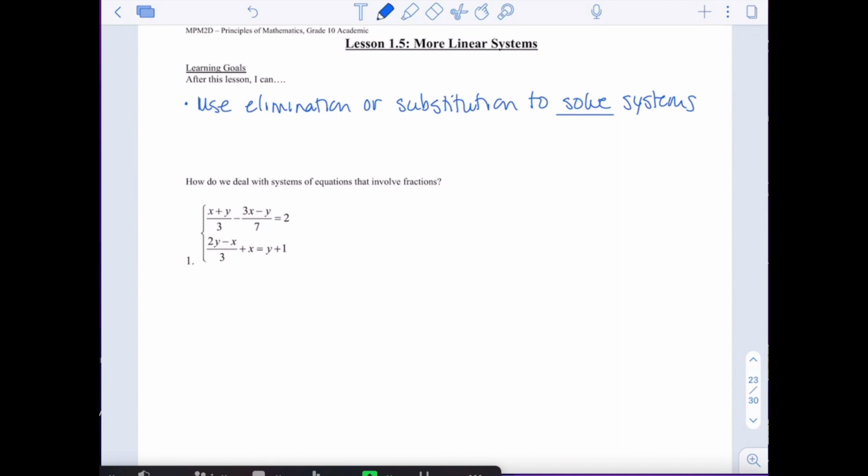There are three answers to the word solve when you solve a system, three options. It's either intersecting, in which case you would state the POI, or it's overlapping, in which case you would state the equation, or there's no solution. So when I say solve, I'm asking you to understand and tell me, using elimination or substitution, which of these three cases we're in.